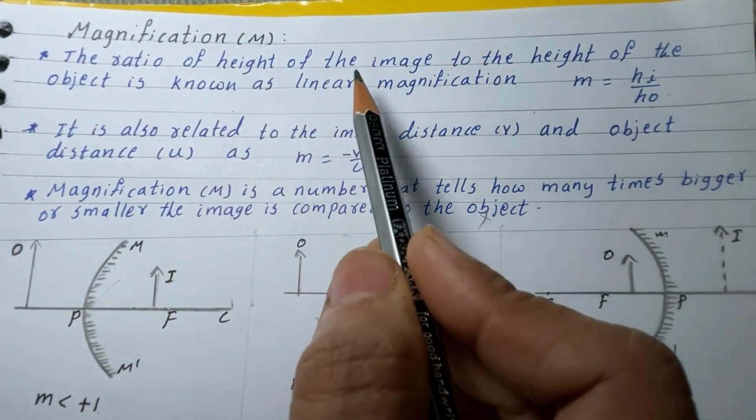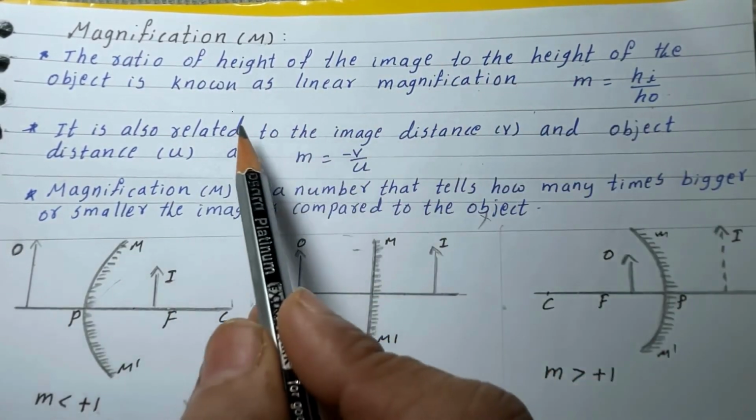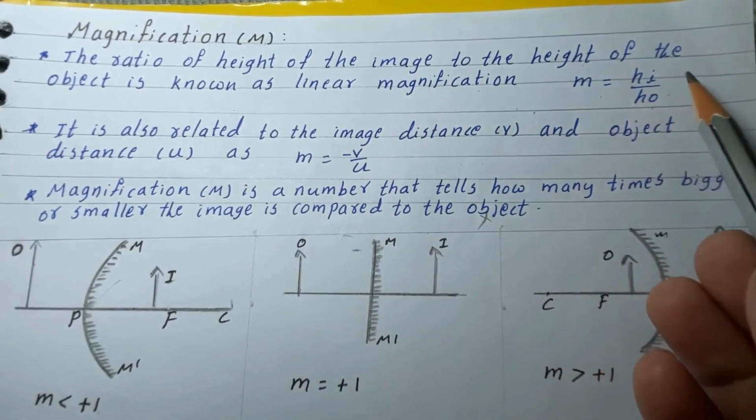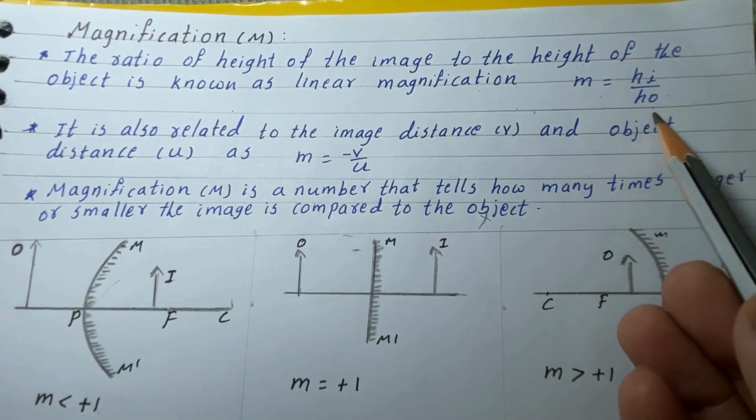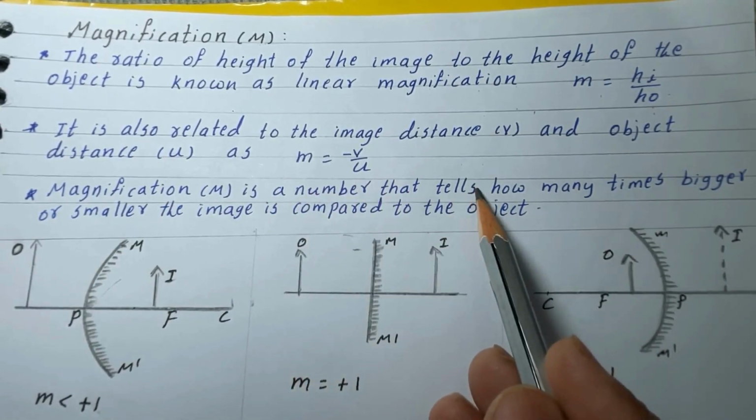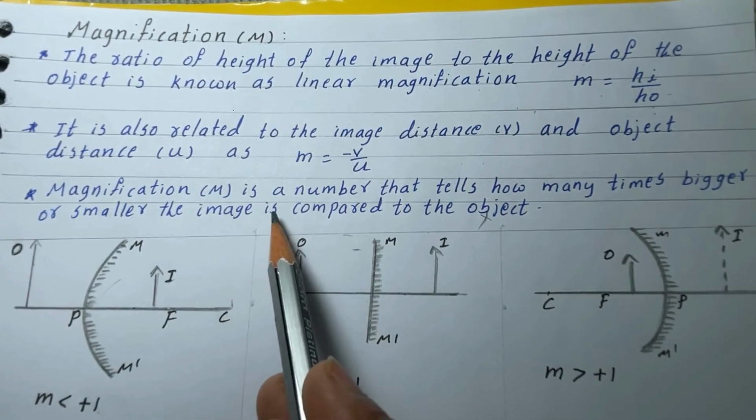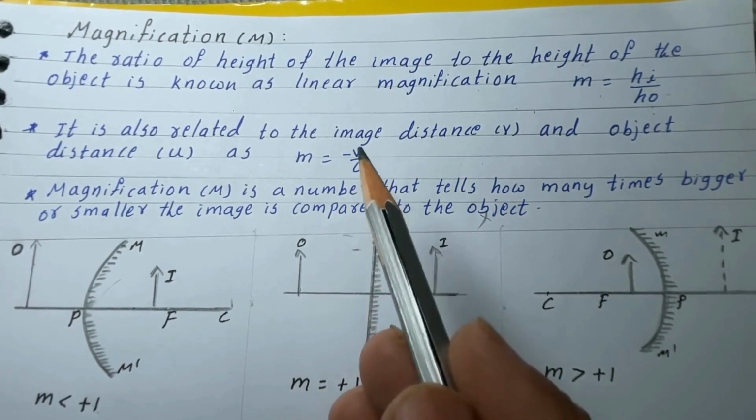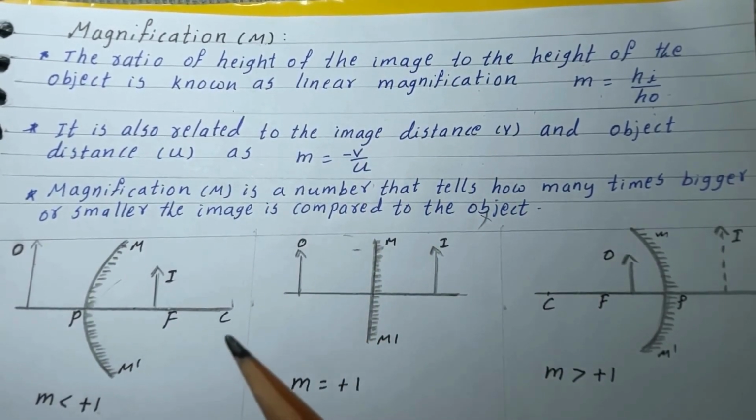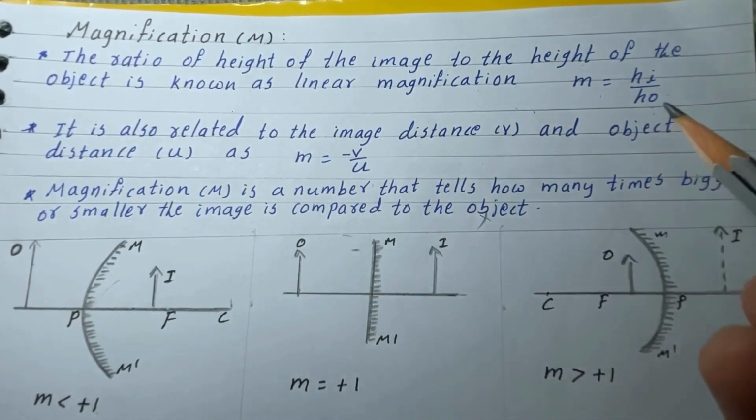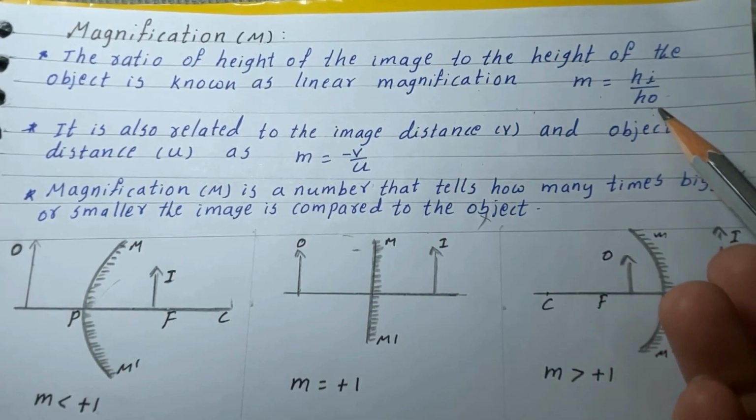The ratio of height of the image to the height of the object is known as the linear magnification. M is equal to height of the image by height of the object. It is also related to the image distance V and object distance U, as M is equal to minus V by U. In simple language, this magnification is a number that tells how many times bigger or smaller the image is compared to the object size.